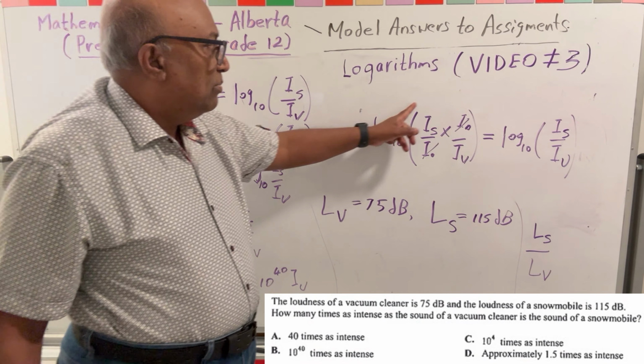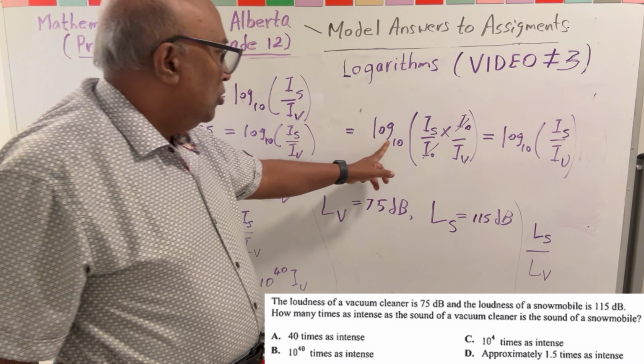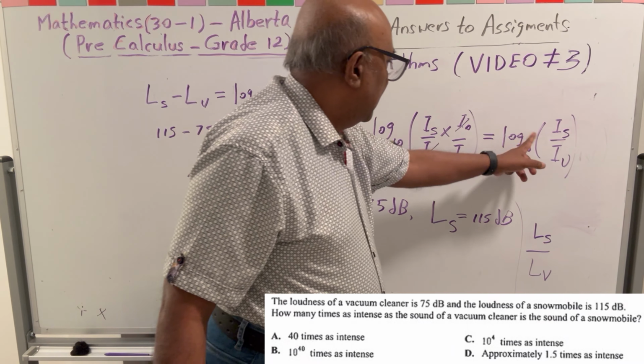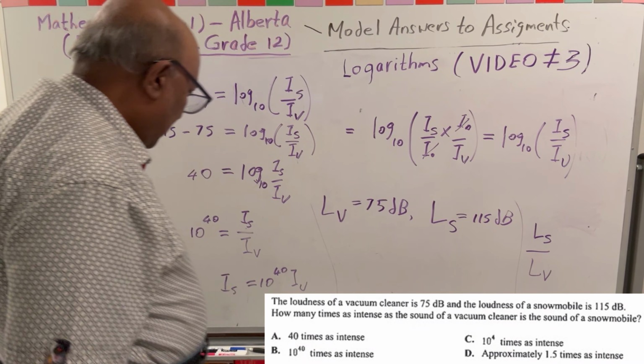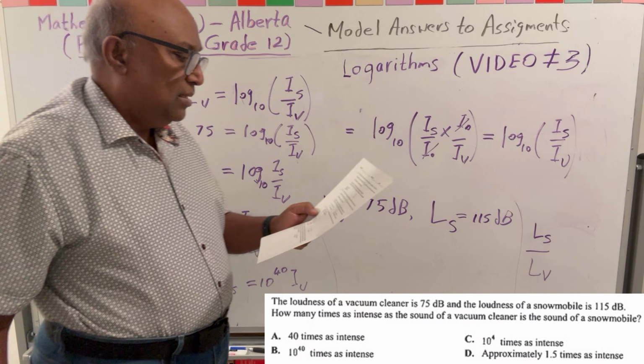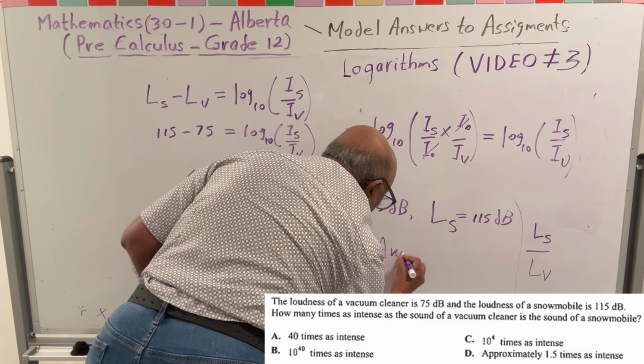Okay, you can double check your previous steps. That means when you correct this, you are able to get LS minus LV is equal to log IS upon IV. This answer IS is equal to 10 to the power 40 times IV. The correct answer is B. Answer number is B.